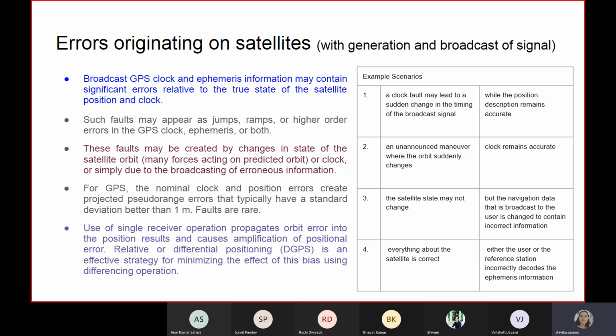Then the satellite state may not itself change, but the navigation data broadcast to the user is changed to contain incorrect information. That is, the recording is wrong here. Then everything about the satellite is correct, but either the user or the reference station incorrectly decodes the ephemeris information. That is, information has been passed correctly, but the decoding or understanding of the information has been done wrongly. These are some of the example scenarios of how these errors can originate on the satellites. Such faults may appear as jumps, ramps, or higher order errors in GPS clocks, ephemeris, or both.